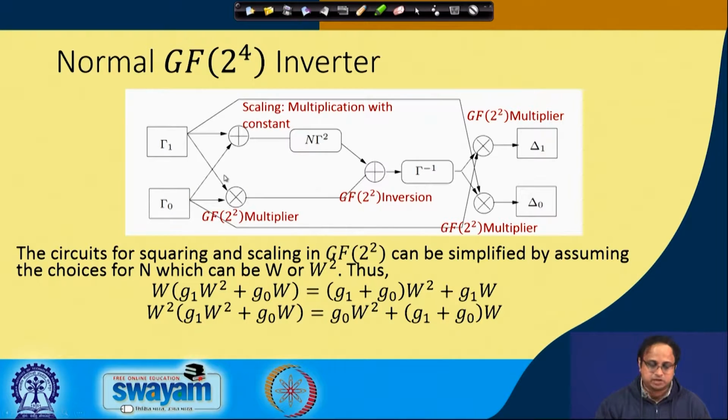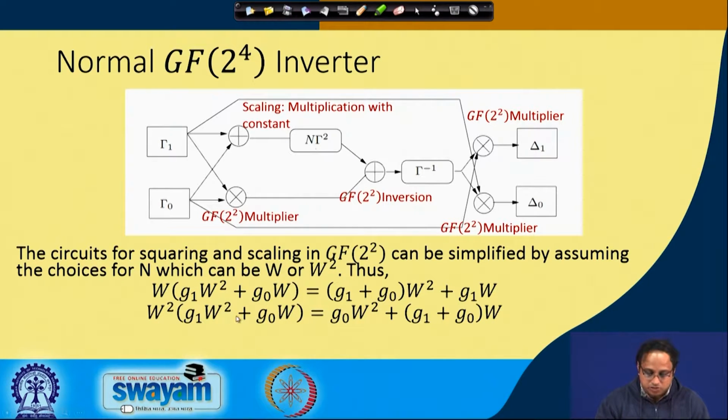Okay, so now with this, we should be able to understand how we can again take a look at the GF(2^4) inversion. Again, it can be worked out exactly in the same fashion as what we have seen previously, but now the sub-computations are in GF(2^2). The circuits for squaring and scaling in GF(2^2) can be simplified by assuming the choices of n, which can be either w or w squared. Depending upon that, you have to do a scaling with w or a scaling with w squared.